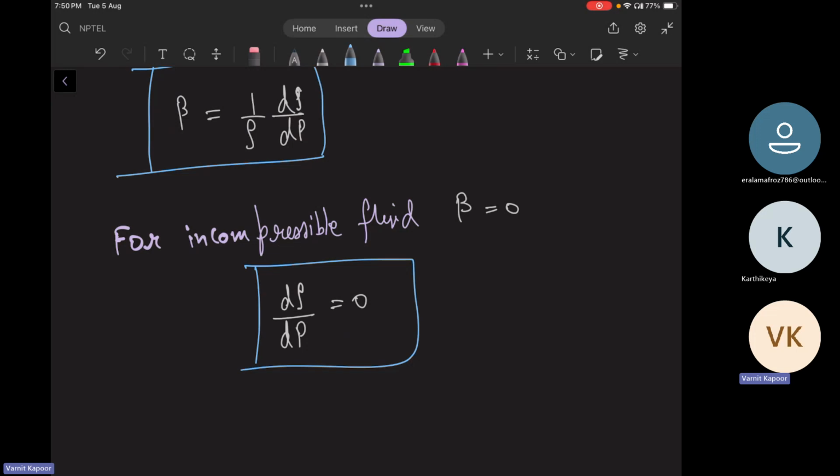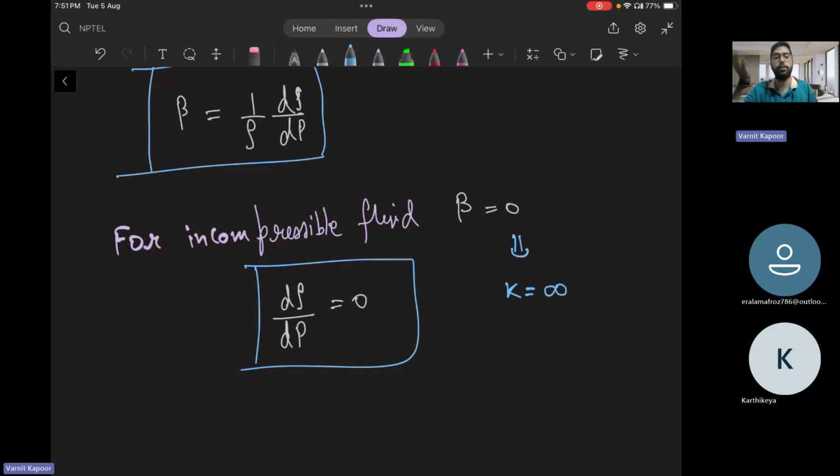My change in density with respect to pressure will be 0 for the incompressible fluid. And what will happen to my bulk modulus? My bulk modulus will be infinity, and there is no such fluid in reality which cannot get compressed. The fluid can get compressed even a small amount, but it changes very little. So in the general scenario, we say it is incompressible in nature. It cannot get compressed.